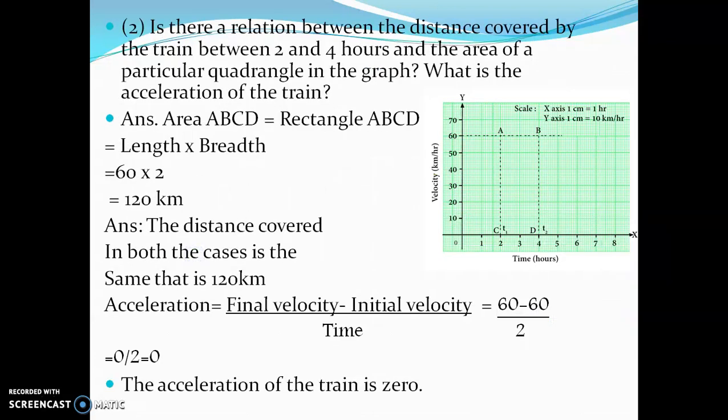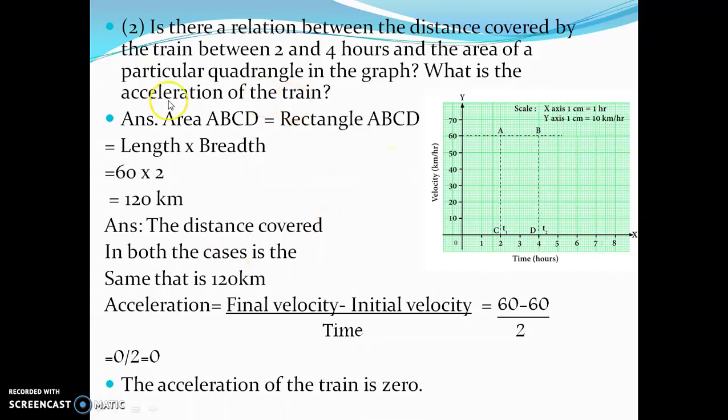Is there a relation between the distance covered by the train between 2 and 4 hours and the area of a particular quadrangle in the graph? What is the acceleration of the train? So here two questions are there.